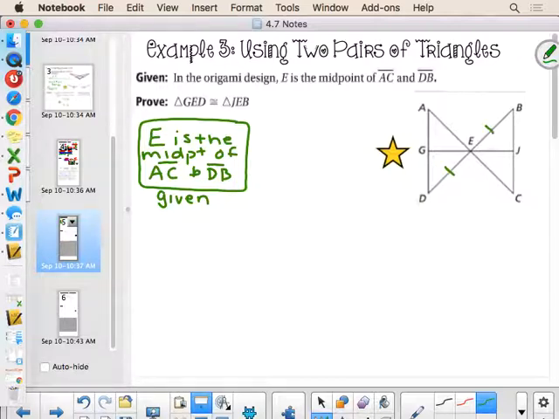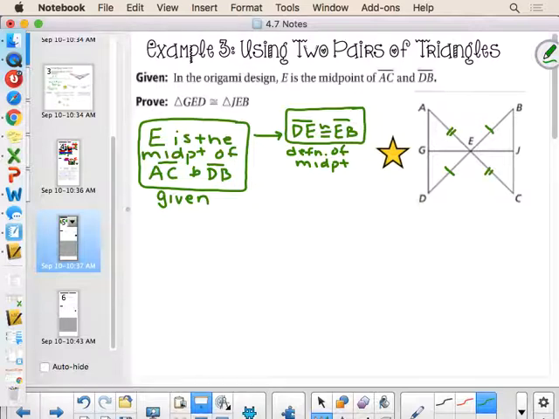So that's one piece we for sure know. We know that DE is congruent to EB. So I'm going to write that out. I know that segment DE is congruent to segment EB. What is our reasoning on that one? Definition of midpoint. Okay. Any other piece you know? We know that AE is congruent to EC. Okay, technically, could I put these both in one statement? Absolutely. So I know that segment AE is congruent to segment EC. Definition of midpoint. Okay.